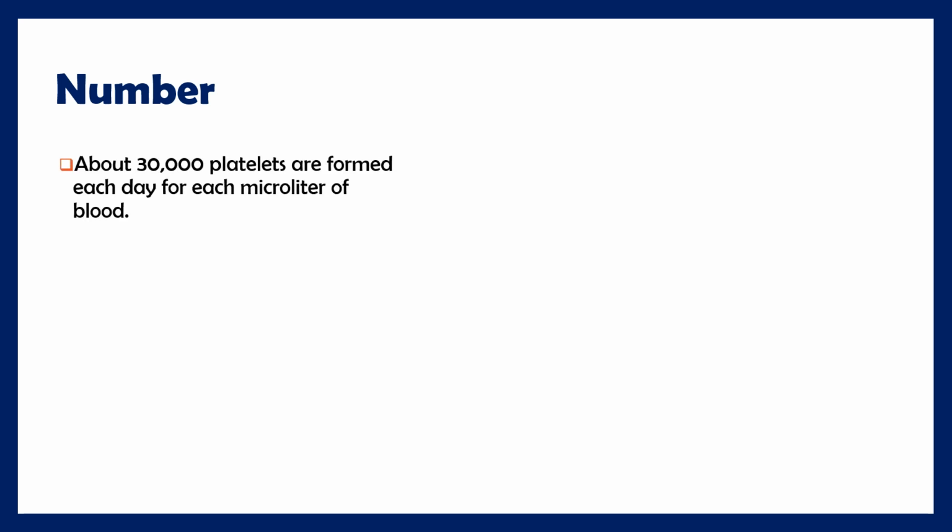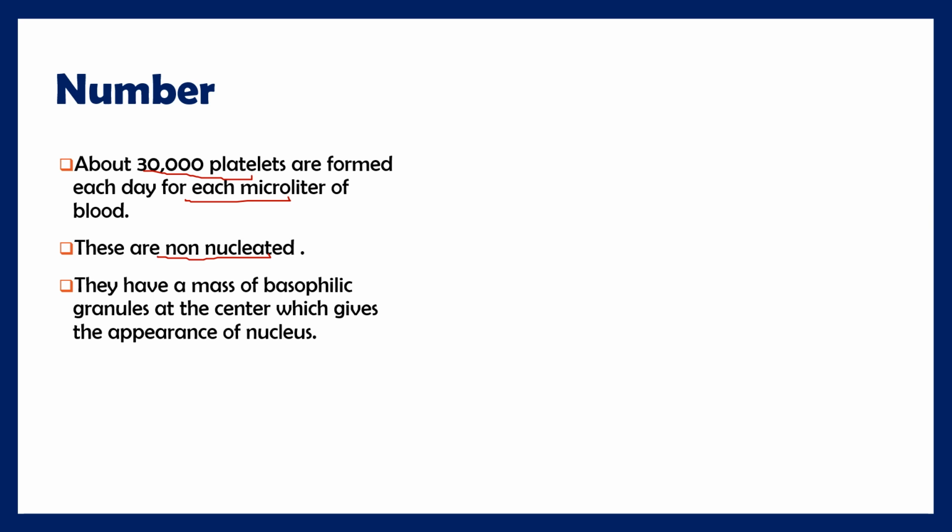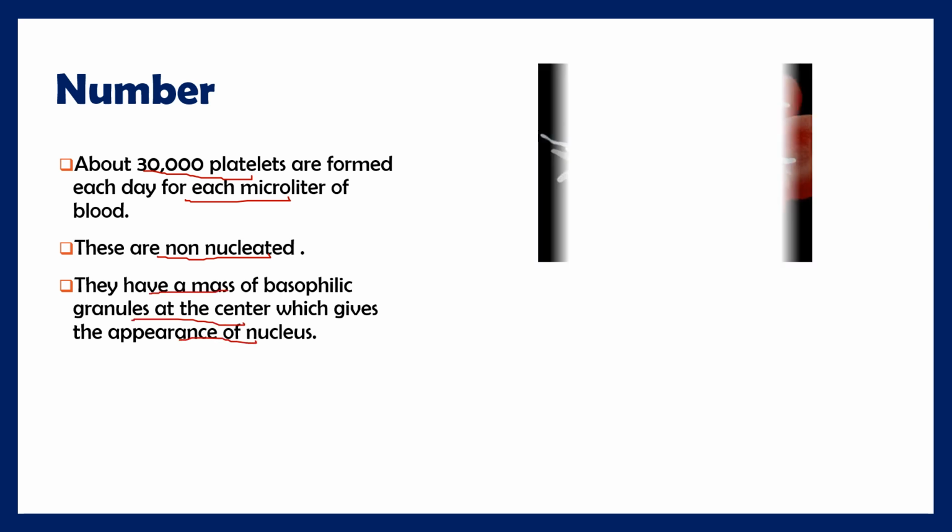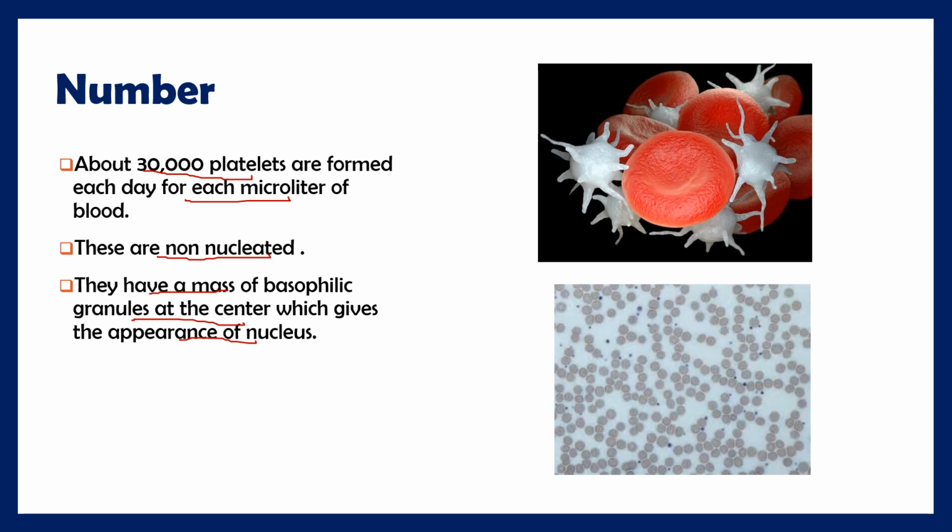Let's just move back to blood platelets and their number. So there are about 30,000 platelets that are formed inside the microliter of blood each day. 30,000 platelets, and these are non-nucleated. So these blood platelets don't contain a nucleus. They have a mass of basophilic granules at the center, which gives the appearance of a nucleus. As we can see over here in the blood smear, it is a slide of a platelet. So they have in the center a dot, which is none other than basophilic granules.